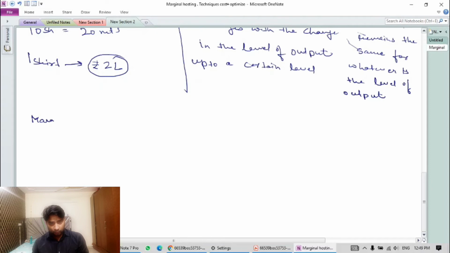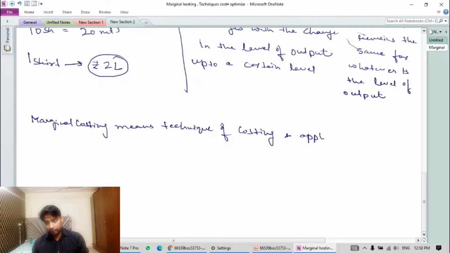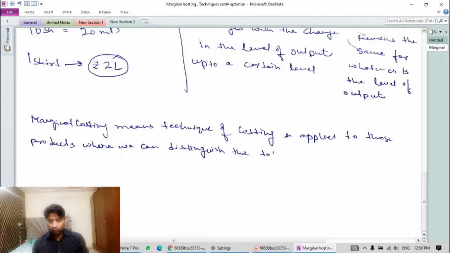Marginal costing simply means a technique of costing, and it applies to those products where we can distinguish the total cost, where we can bifurcate the total cost into fixed and variable cost. Simple.